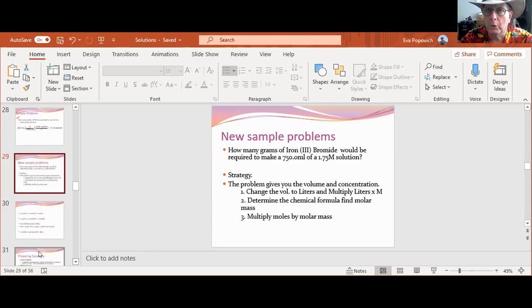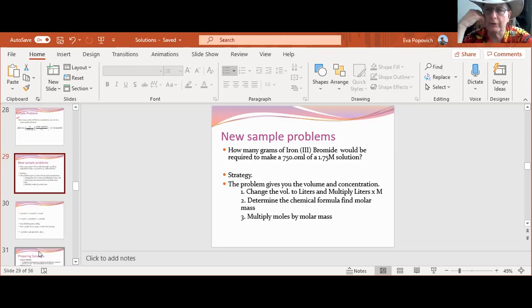All right? Chemists are asked to make solutions all the time. And in order to make solutions, you're generally given how much you want to make and what concentration you want to make. So you have to figure out how many grams, because grams is the thing you have to weigh. So how many grams of iron 3 bromide would be required to make 750 milliliters of a 1.75 molar solution?